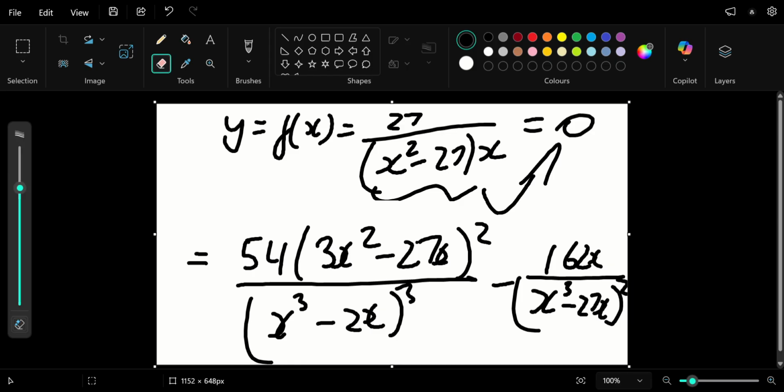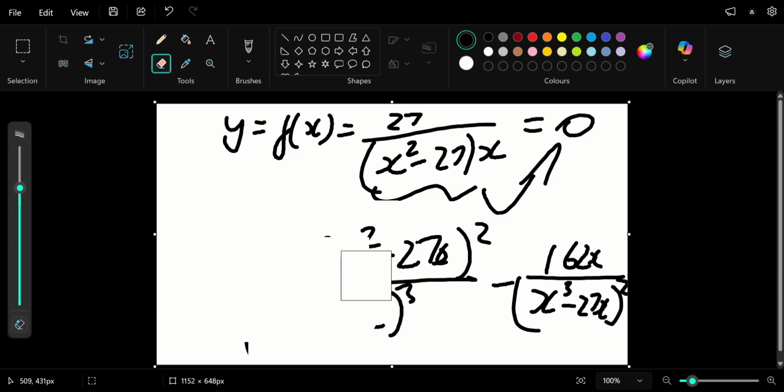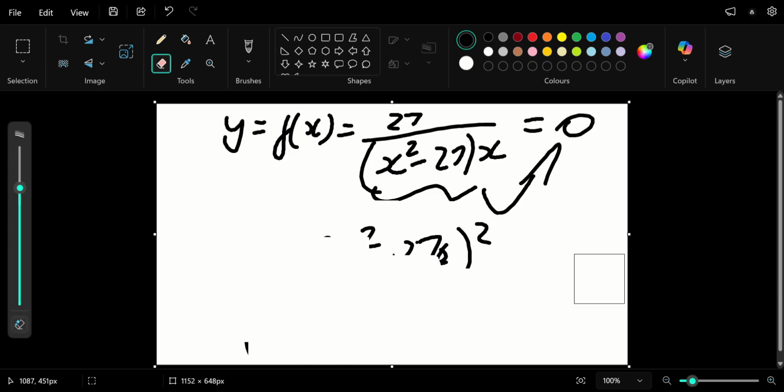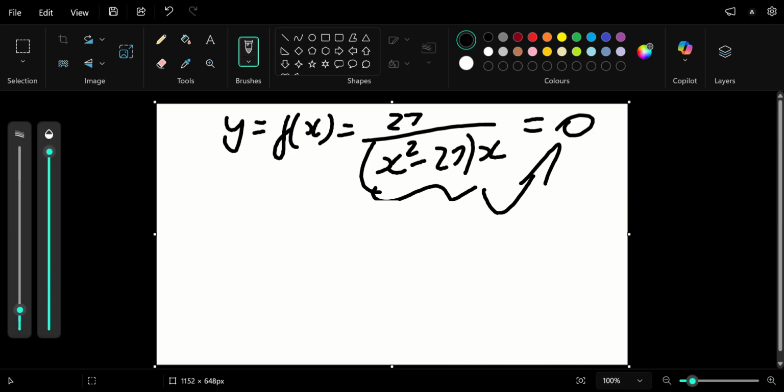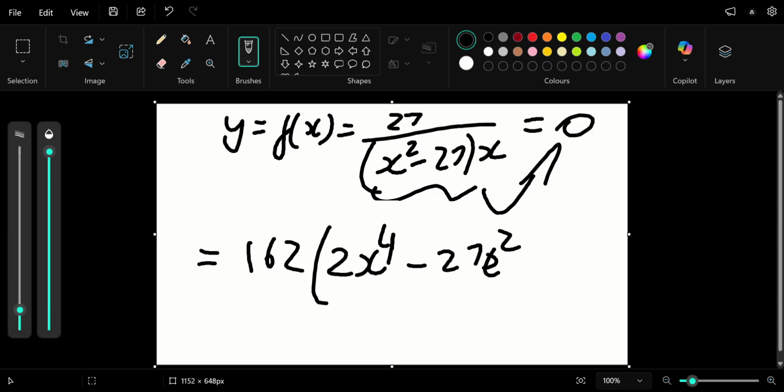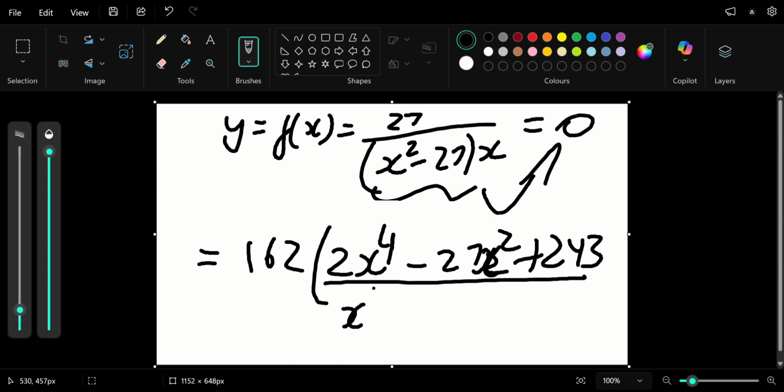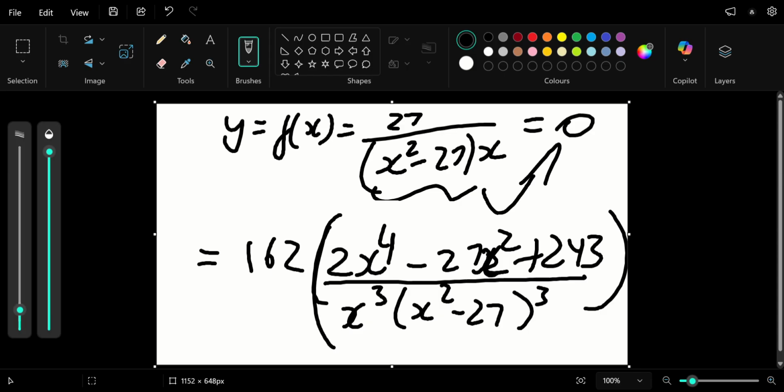You can further simplify this down by multiplying through by x cubed on the bottom. And after the summation of the numerators, you should end up with a nice simplified result, although long-winded, of a quartic, which is 2x to the 4 minus 27x squared, plus 243, all over x cubed, x squared minus 27 cubed. And there you go.